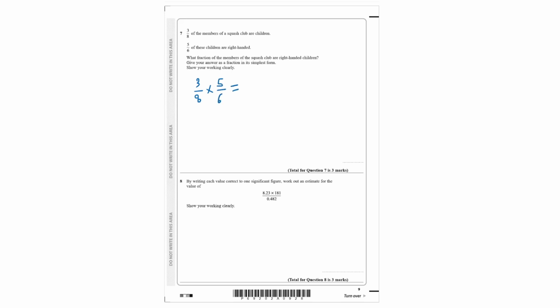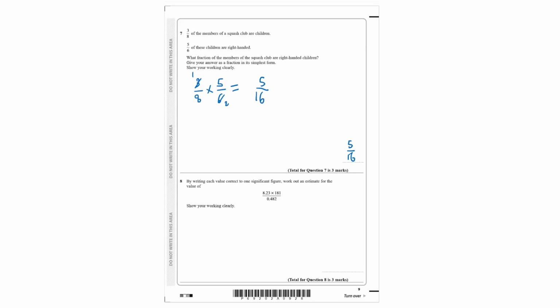We can simplify this by finding the highest common factor of 3 and 6, which is 3. So 3 divided by 3 is 1. 6 divided by 3 is 2. And we can continue. 1 times 5 is 5. And 8 times 2 is 16. Since we can't simplify this anymore, this is our simplest answer.